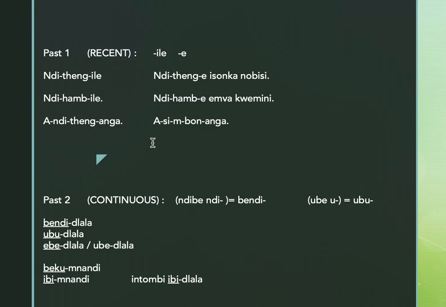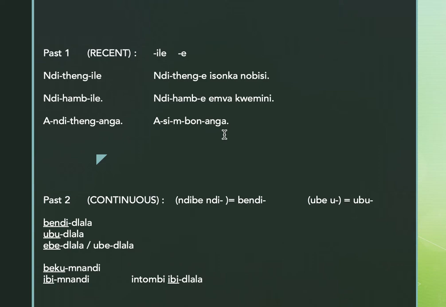Maybe you know the song by Johnny Clegg, Asimbonanga, and well, now you can also understand what it means. We didn't see him. So we have the negative a, we, him or her, bona, to see, and then the negative past. So Asimbonanga, we didn't see him.